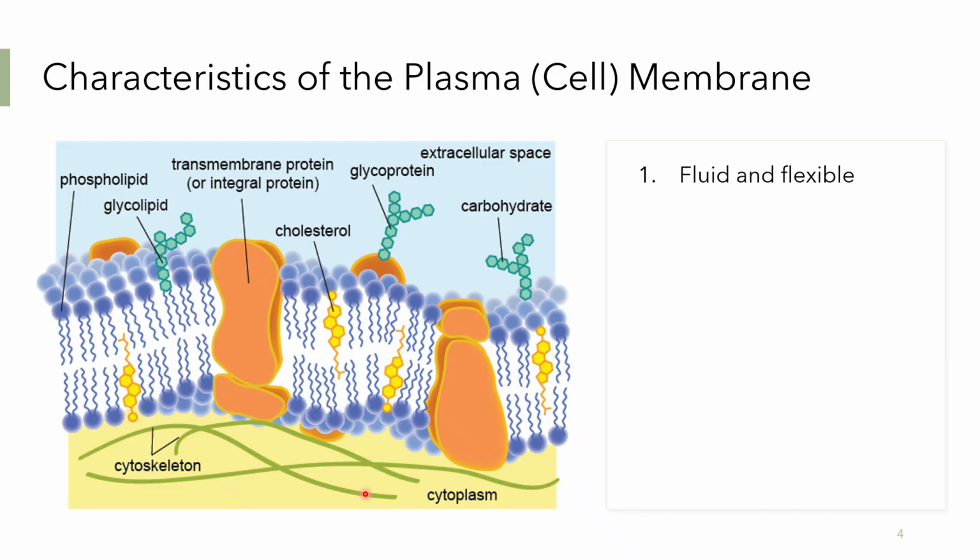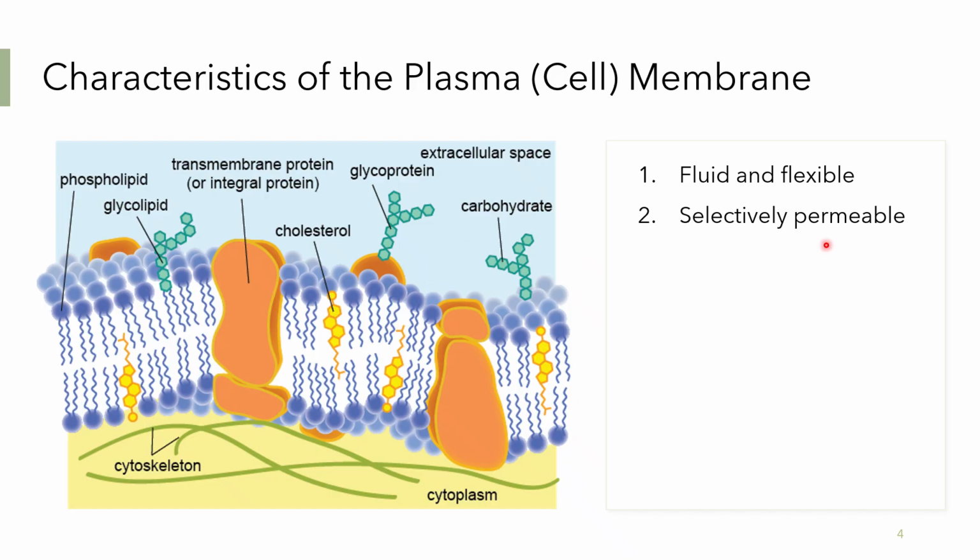So number one, the cell membrane is fluid and flexible. What we mean by fluid is not necessarily that it's a liquid, but that it is flexible and it constantly has all of these pieces in motion. So nothing within the membrane itself is ever truly static. Things can move around, they can kind of slide past each other, that kind of thing.